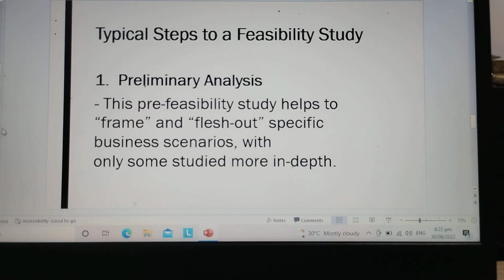A consultant may help you with the pre-feasibility study, but you should be involved. This is an opportunity for you to understand the issues of business development.